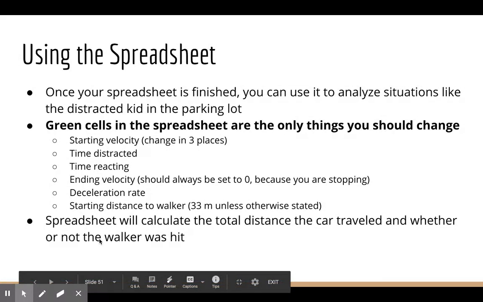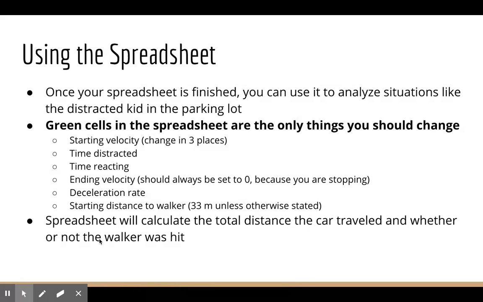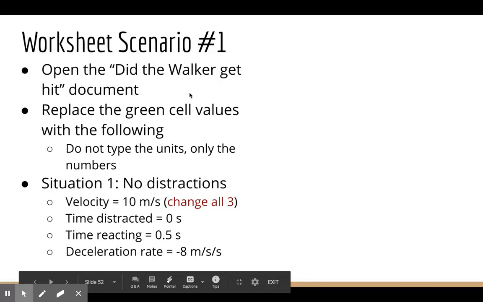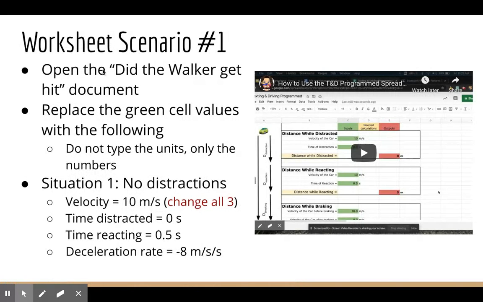So the spreadsheets will calculate the total distance the car traveled and whether or not the walker was hit. All you need to do is change all of the green and this should happen smoothly. So we can try this with scenario 1. Open the assignment, Did the Walker Get Hit, which I called the texting and driving scenarios. Replace all the green values with the following and do not type anything in the units. Leave the units the same. You only change the number.